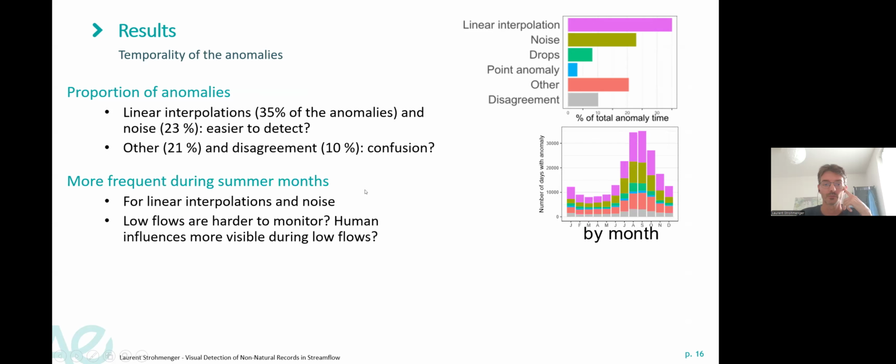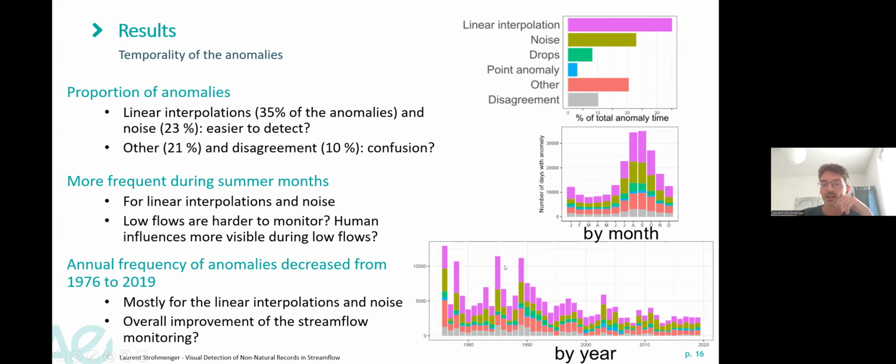Regarding the seasonal behavior of these anomalies, here I plotted the frequency by month of the different anomalies. We see that they are more frequent during the summer months, especially for the linear interpolation and the noise. This can be related to the low flows that are harder to monitor, or maybe because the stream flow is really low during this period, the human influence is more visible during these months.